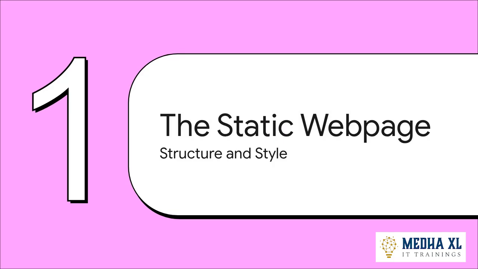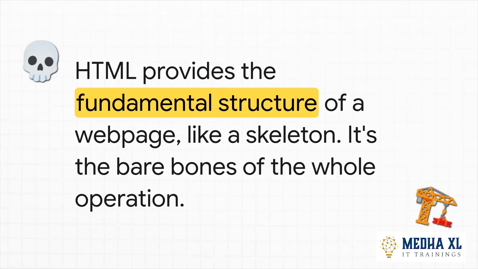So to really get what JavaScript does, we've got to first see what a web page looks like without it. This is what we call a static page, and it's built on just two main things: its structure and its style. Okay, so every single web page out there, no exceptions, starts right here with HTML. The easiest way to think about it is like a skeleton. It gives the page its basic structure. You know, the headings, the paragraphs, where the images go. It's the bare bones of the entire thing.